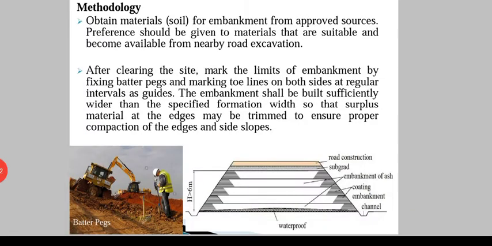So we'll just revise on the embankment with respect to functions. To keep the subgrade or the upper layers of the pavement above the highest water level or the high flood level, there is a need for embankment. And to prevent damage to the pavement due to surface water from the adjoining lands, there is a need for embankment.